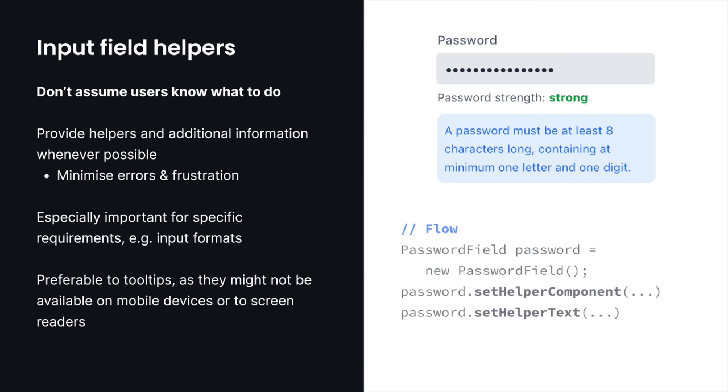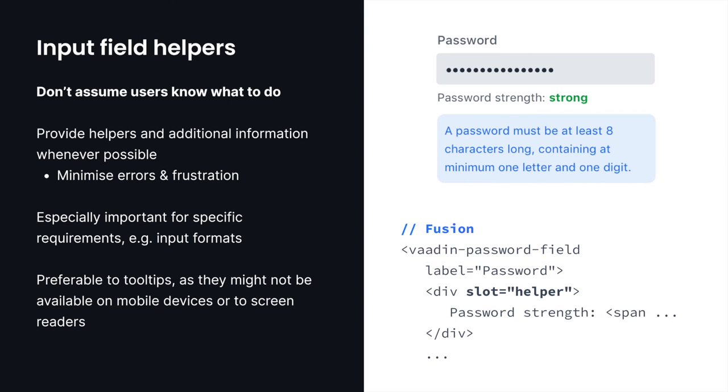In Flow, you can use the setHelperComponent method if you want to use components in your helper, or setHelperText if you only want to use plain text. In Fusion, you can use the helper slot to set an input field's helper. Plain text, HTML, and other components are all supported.